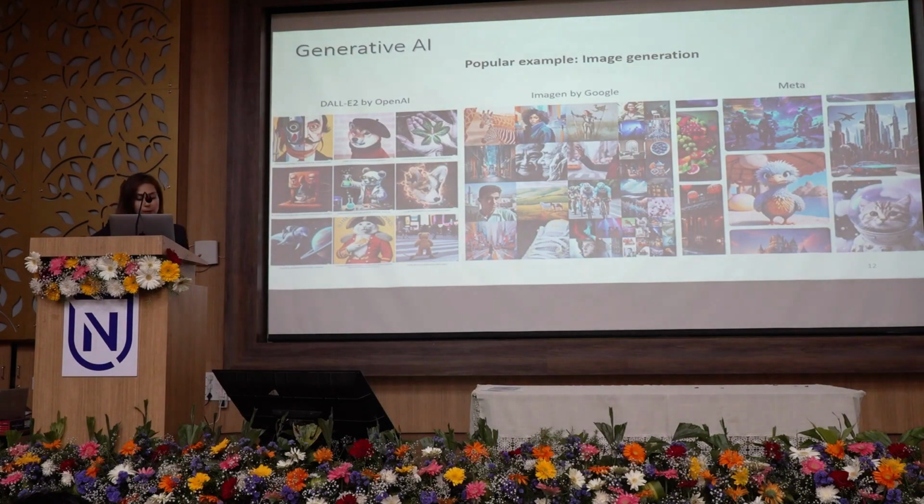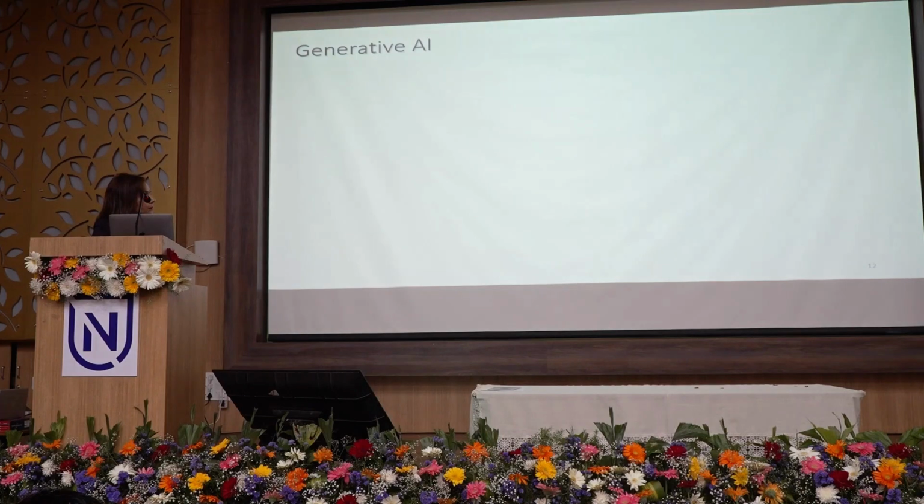These are some samples of the most popular application of generative AI, which is image generation. You can see the DALL-E model by OpenAI on the left-hand side, and then Imagen by Google, and also Meta created some different models, but the last one is called EMU, that I'm going to show you how it works.